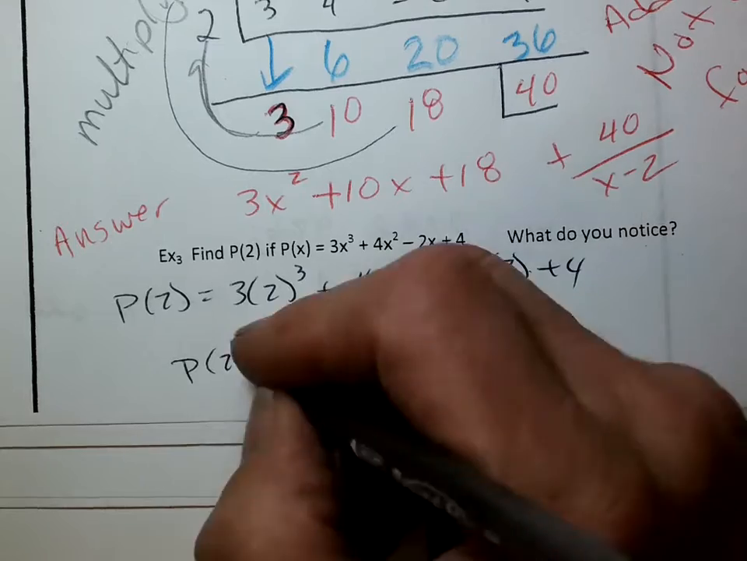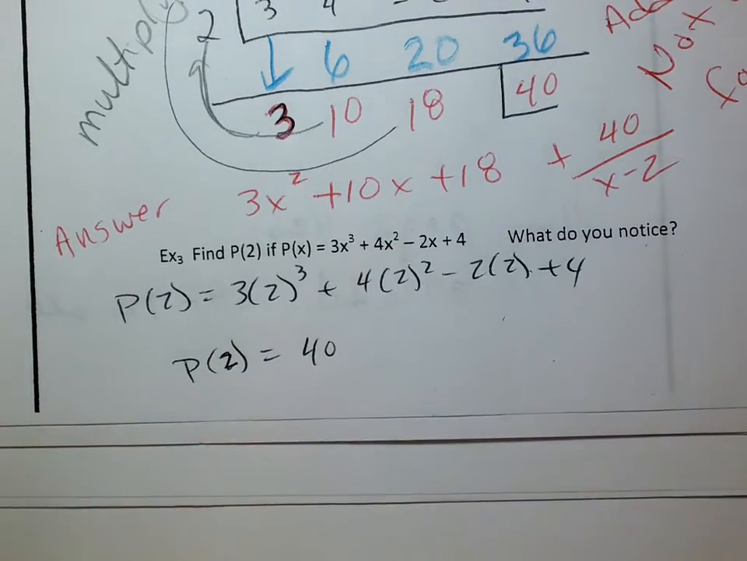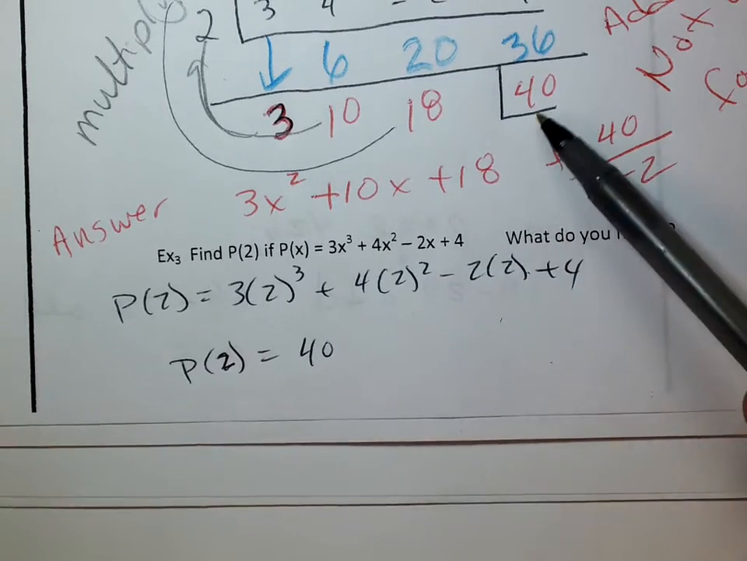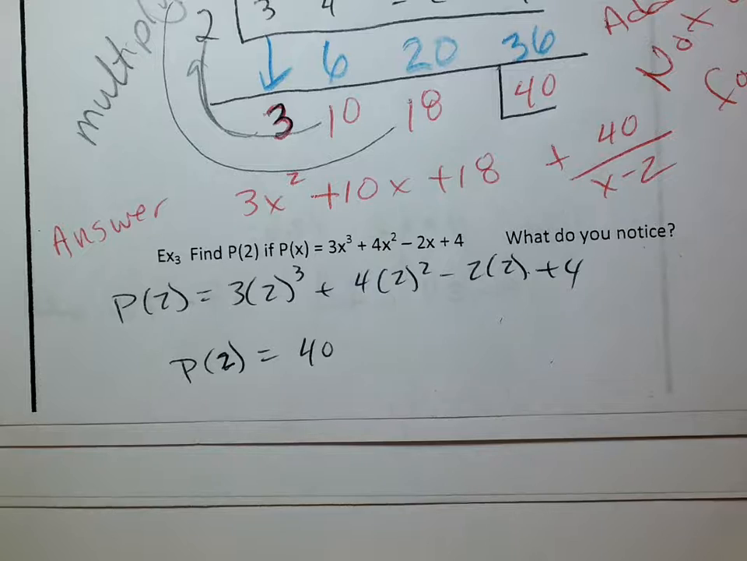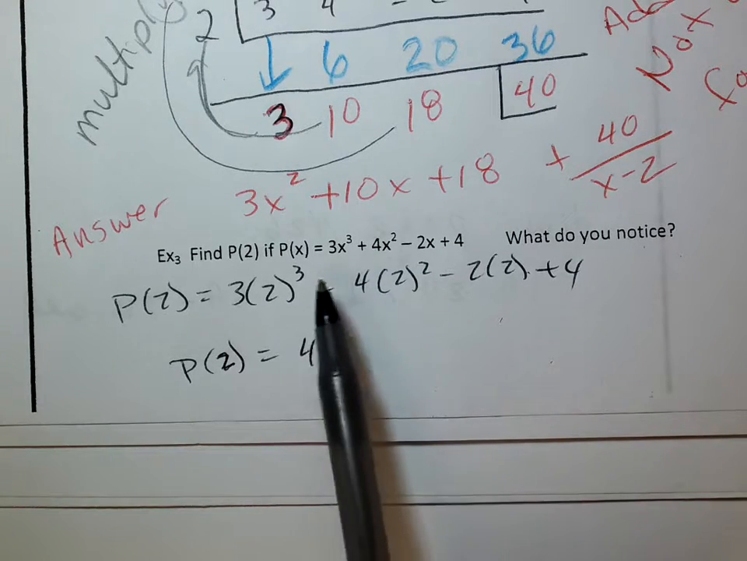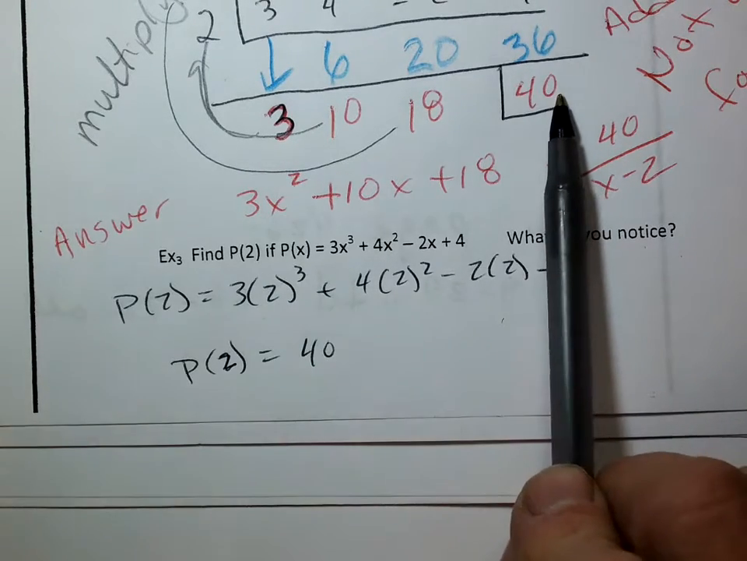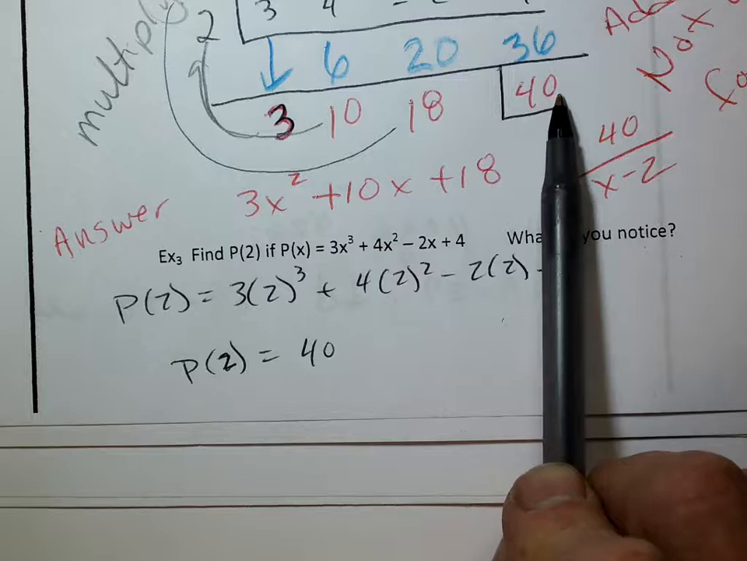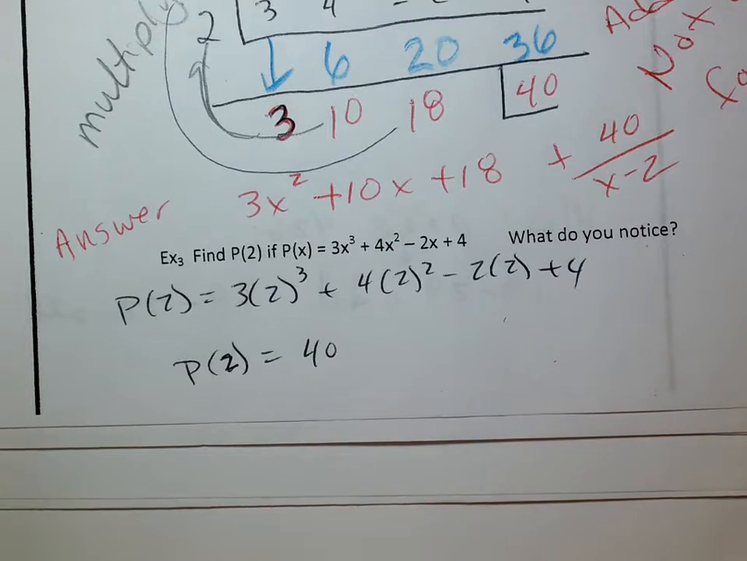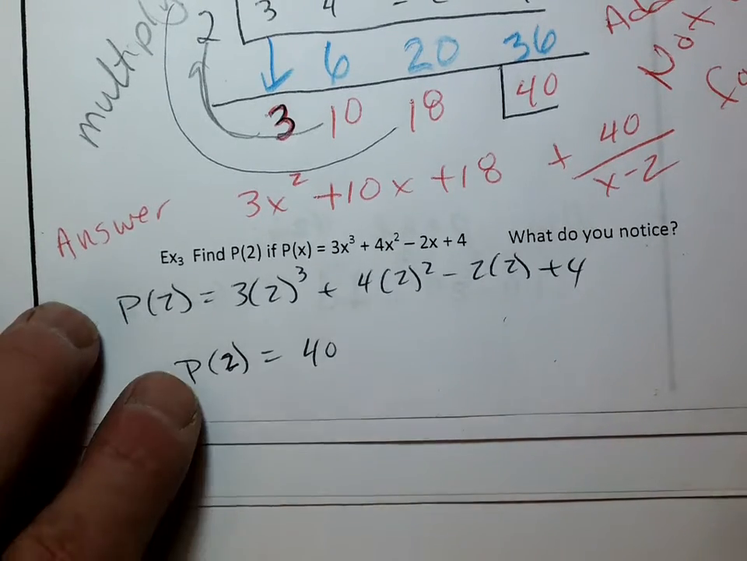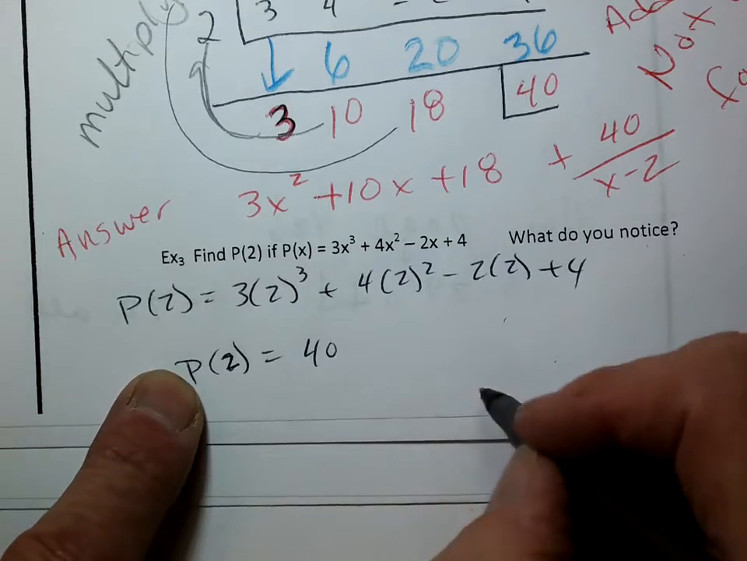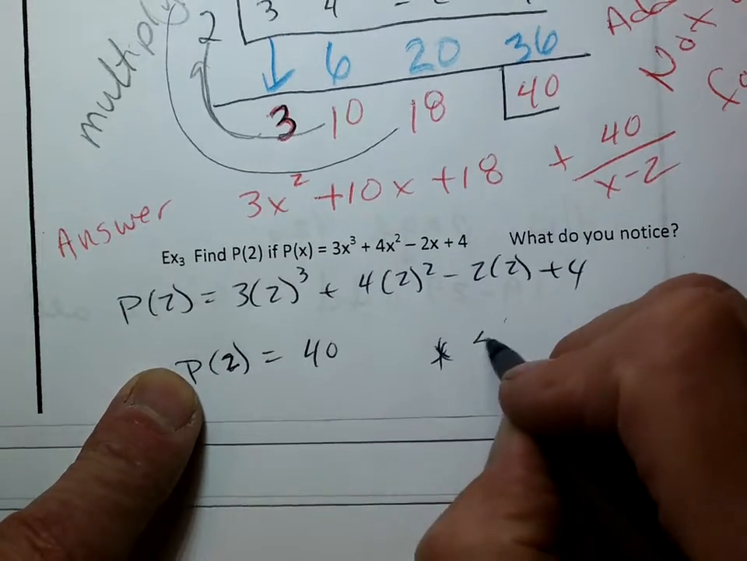Could you divide both sides by 2? And you got P. No, because P of 2 means I plugged in 2. Leora, do you notice anything? 40 is the remainder when that's divided by x minus 2. Yes, that's a big deal. So when you plug in any number, it gives you the remainder of the division. So it's part of the remainder theorem, okay? So this is called synthetic substitution. We're going to write that down real quick, and we're going to talk about that more tomorrow.